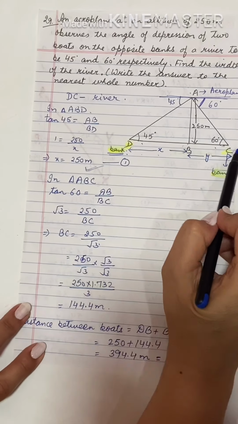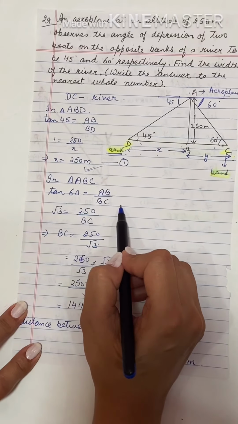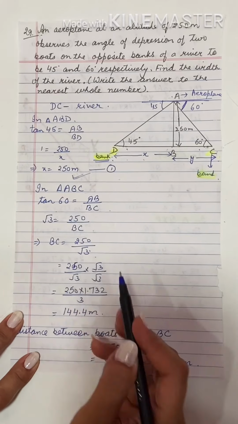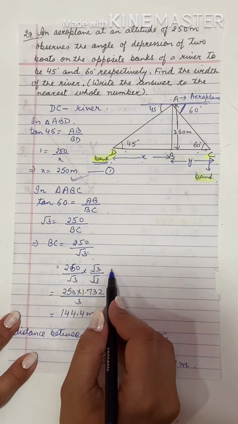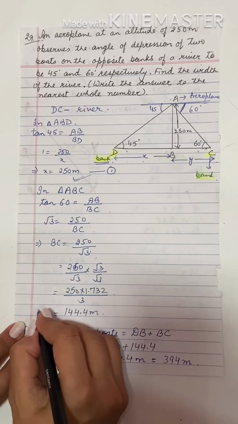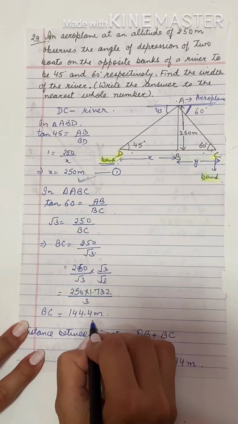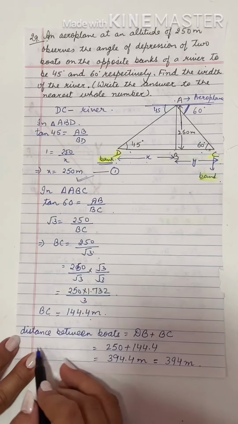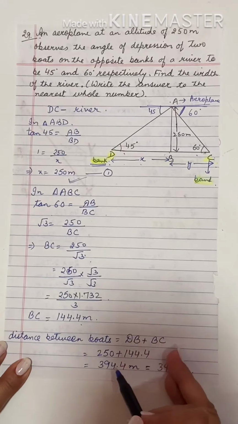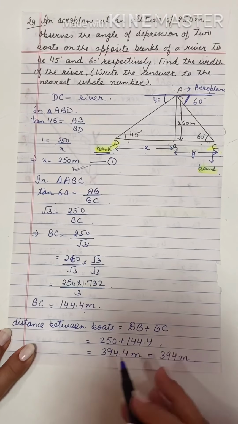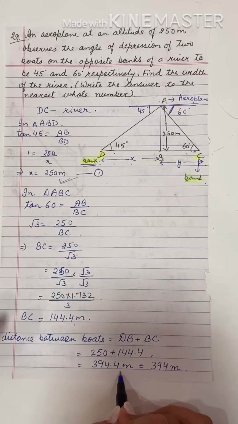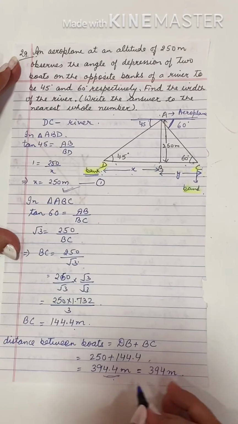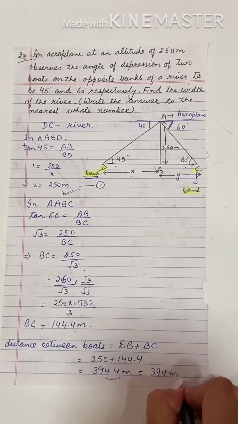Similarly in triangle ABC, tangent 60 is AB upon BC. So under root 3 is 250 upon BC. That gives you BC is 250 by root 3. And on rationalizing and putting the value of under root 3, we are getting BC is equal to 144.4 meters. So we have got the value of x, we have got the value of y. Now distance between the boats is DB plus BC, that is 250 plus 144.4 which is 394.4 meters. Now they have asked in the question to give answer to the nearest whole number. So on rounding off it will be 394 meters.